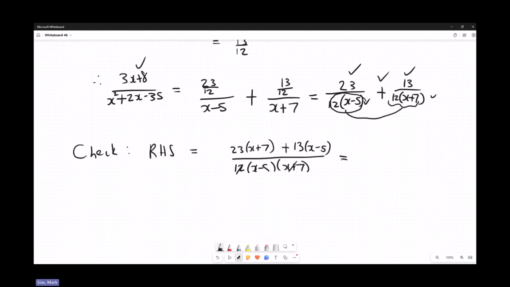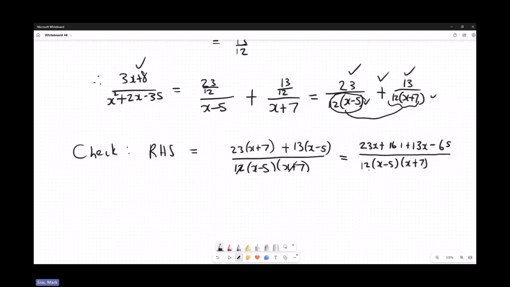Right? Now let's check. Let's multiply out the numerator now. So you've got 23x. Sorry for that, guys. So we're just checking the answer, right? There are other ways I'll show you. 23x, I'm multiplying now, guys. Plus 23 times 7, well, it's 161. Right? Plus 13x. And 13 times 5 is 65. And then in the denominator, I've got 12 times x minus 5, x plus 7, sorry.